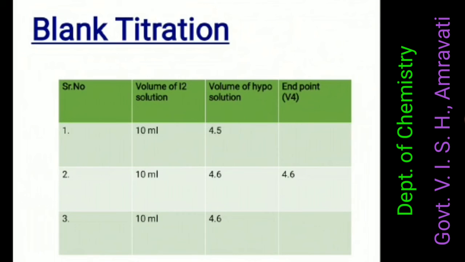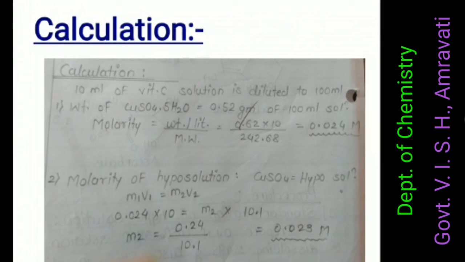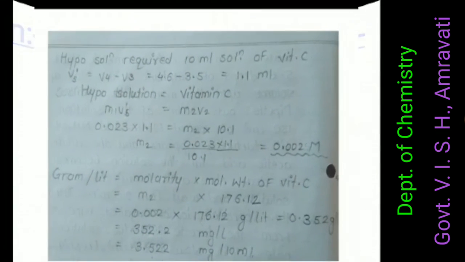And in the third one, the readings which you will get are, first, 4.5, then 4.6, and lastly again 4.6. Again I repeat, it depends upon the way you do the practical. And last you will get the endpoint. Endpoint means when we take the mean of 4.5, 4.6 and 4.6, you will get the mean, that is 4.6, and we have named it V4. This is the calculation which you will have to do when you do the practical.